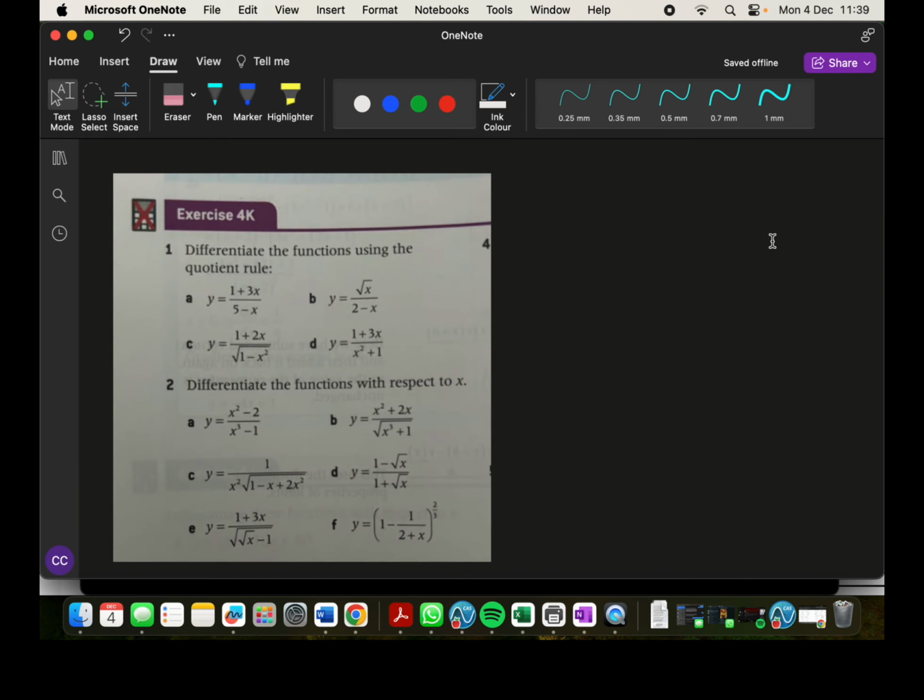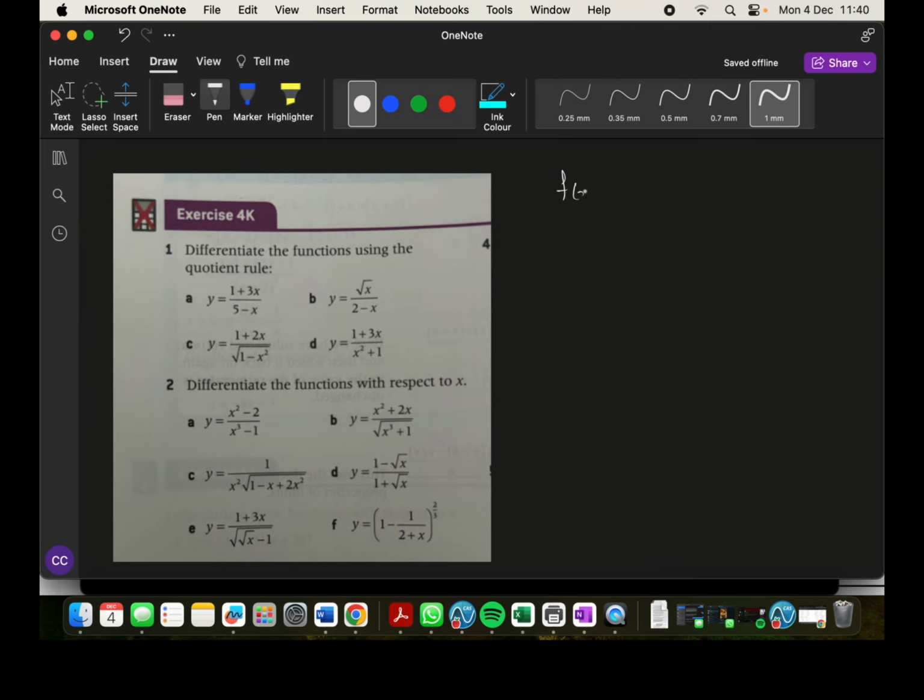Okay, this is exercise 4K. I was asked to do number 1C. So we need to use the quotient rule and we need to evaluate that. So I guess let's start. Let's just make sure we have the quotient rule.